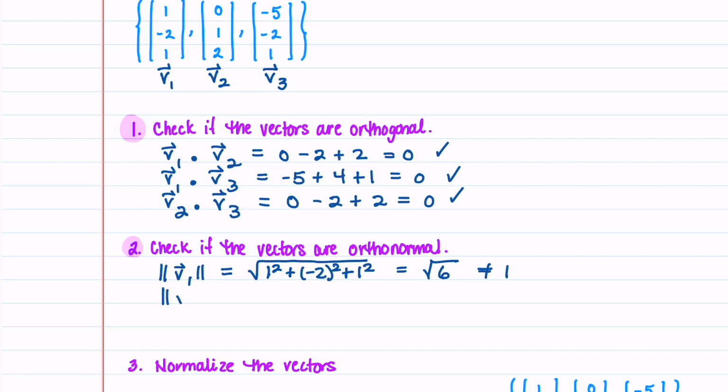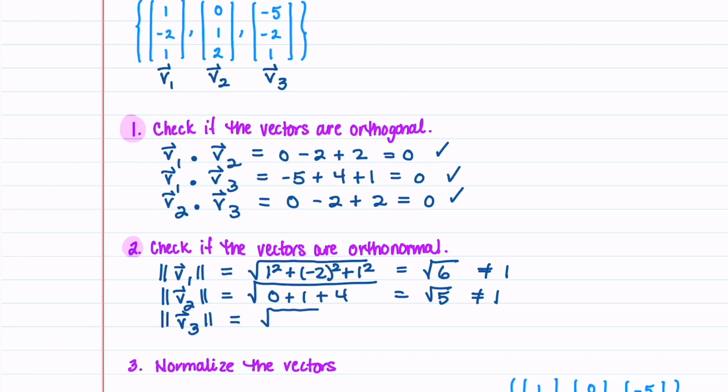Let's now check vector v2. This is going to be the square root of 0 plus 1 plus 4, which gives us the square root of 5, and this one also is not equal to 1. Let's now check v3. This is going to be the square root of 25 plus 4 plus 1, which is the square root of 30, and this also is not equal to 1. So our vectors are orthogonal, but they are not orthonormal.